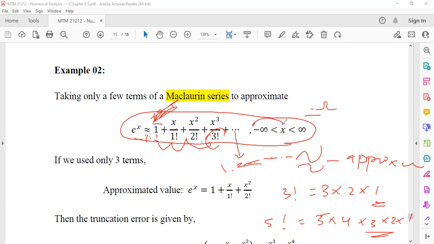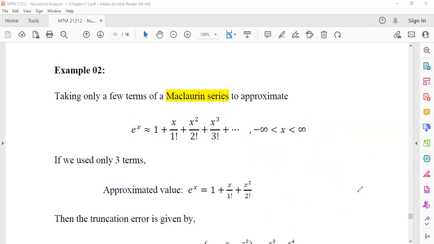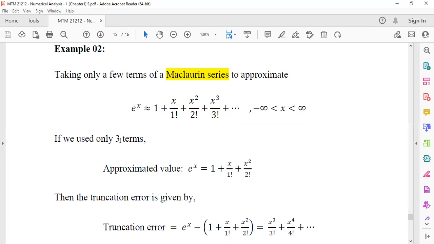This x can be any value from negative infinity to positive infinity. Okay, so they are saying here we're going to truncate. We are studying this under truncation. So they are truncating, approximating. They use only 3 terms. Do you know what is the meaning of terms? These are terms: this is the first term, second term, third term. So they say until the third term, we're going to use the approximated value.